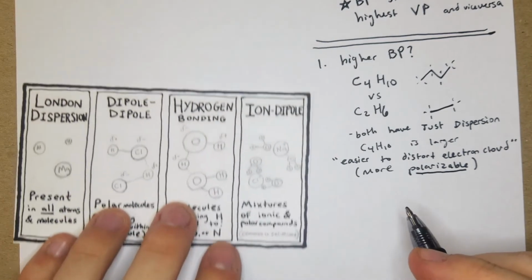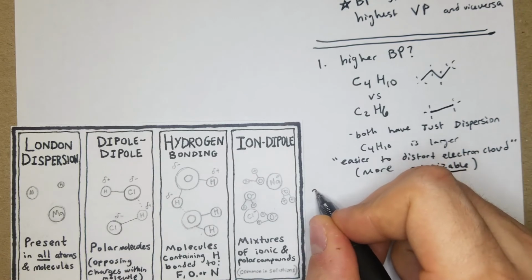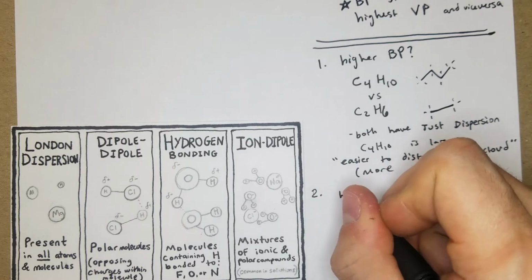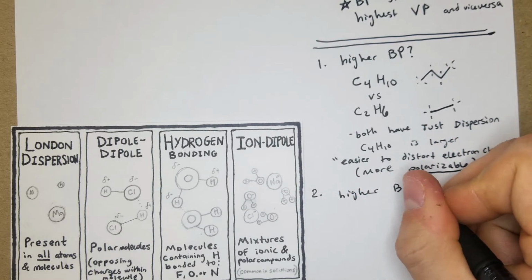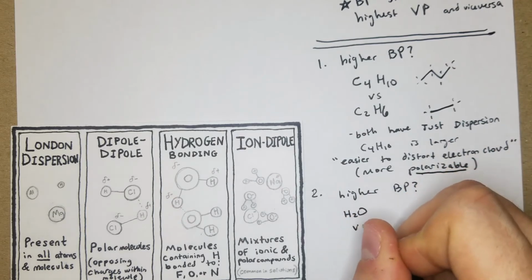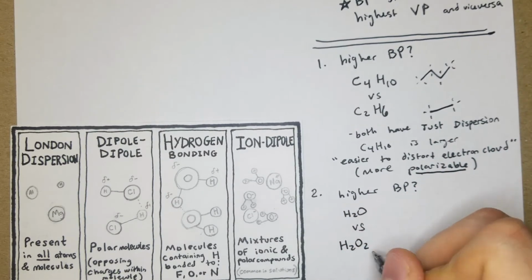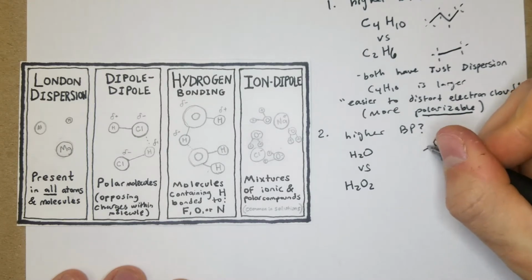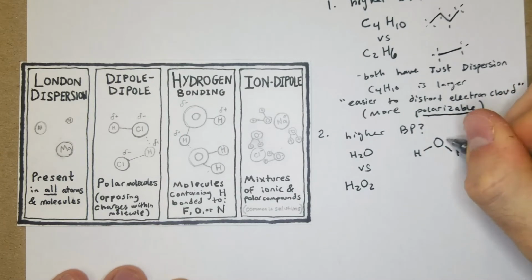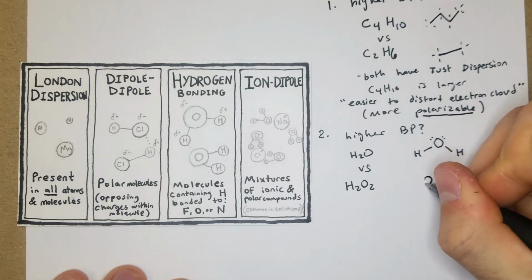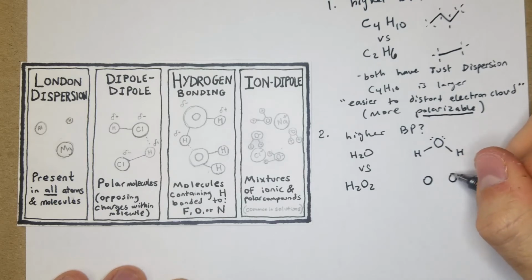Now we're going to scoot down to number 2. This one is, let's see, which one has the higher boiling point again? We have H2O versus hydrogen peroxide, H2O versus H2O2. First off, like I said, I like to draw them. So I have our H2O, and then our H2O2 is going to be like this.